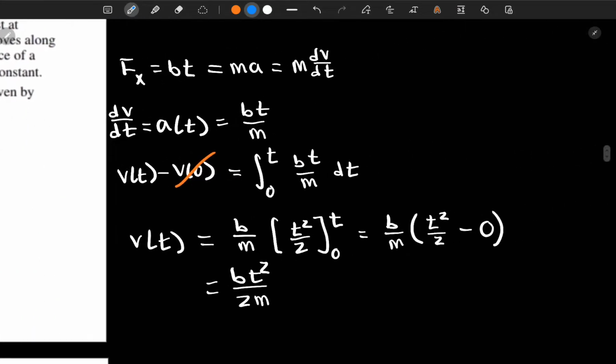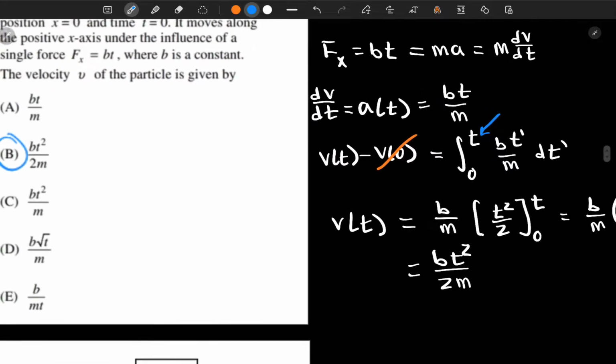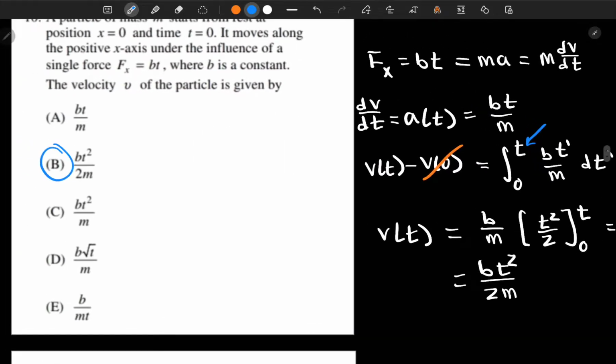I suppose as a quick technical note, I can point out that for the integral here on the right, we should say that we have t prime and dt prime here, because we're already using t as a bound on the integral. So that there's no confusion, the actual integrand should be t prime. Regardless, the answer is still B.